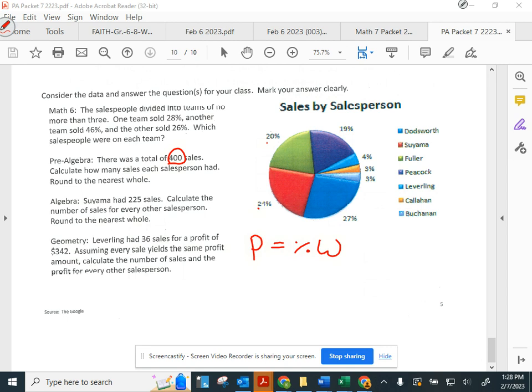So you're going to tell me, how much did Dodsworth actually sell? How much did Suyama actually sell? So I will tell you this, Dodsworth's blue is the 27%. Okay, because some of these blues look similar. So the Dodsworth is this one, the 27%.